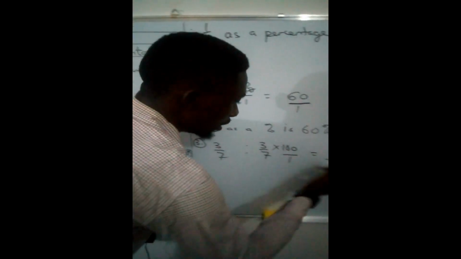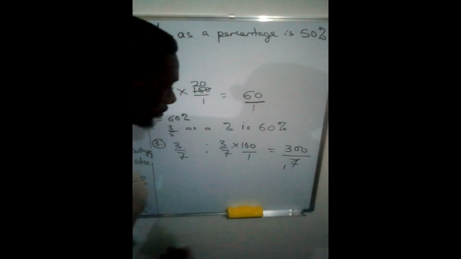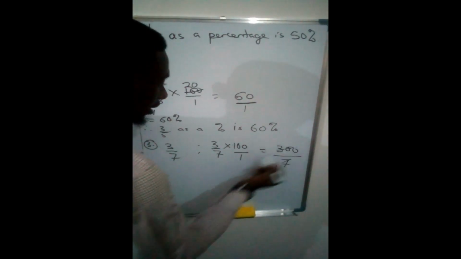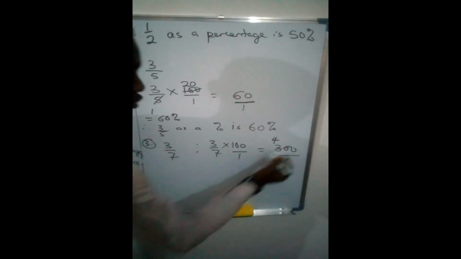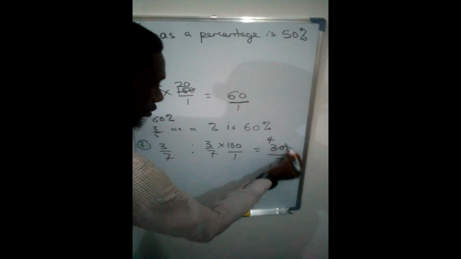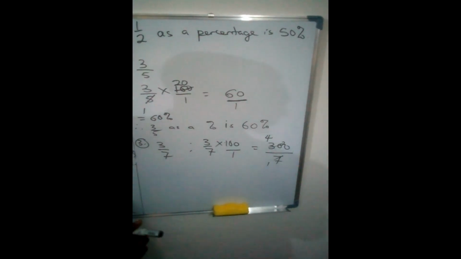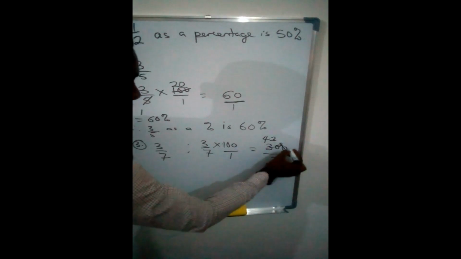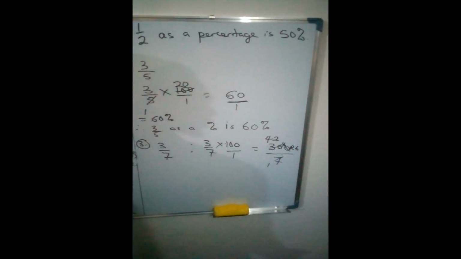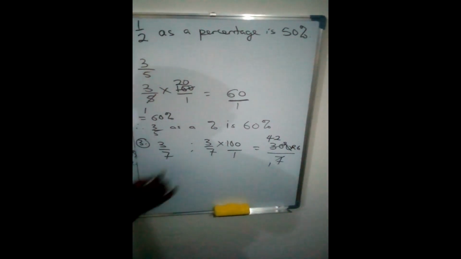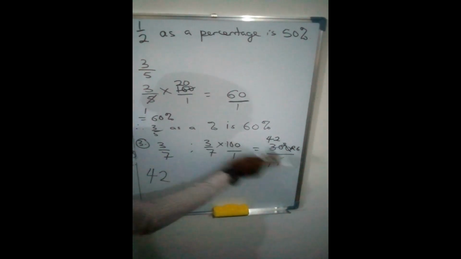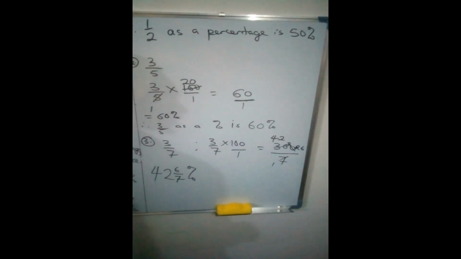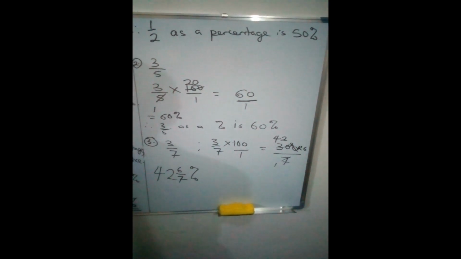So let's divide through. 7 cannot go in 3, so you add the second digit to make it 30. 7 in 30 gives you 4, remainder 2. You bring the 2 to the next digit, which is 0, to make 20. 7 in 20 gives you 2, remainder 6. So, as a mixed number now, your answer should be 42 whole number, remainder 6 all over 7%. That's as a mixed number.